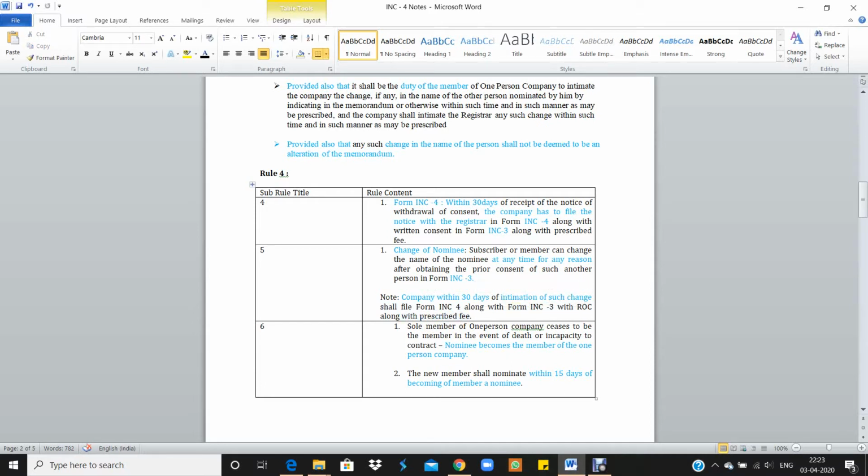So in these two situations, if there is any withdrawal of consent received from the nominee, or if the subscriber has changed the nominee, in both cases, what the company has to do within such receipt of the intimation of withdrawal of consent or the intimation of change of nominee, is file INC 4 along with INC 3, the written consent from the new nominee.